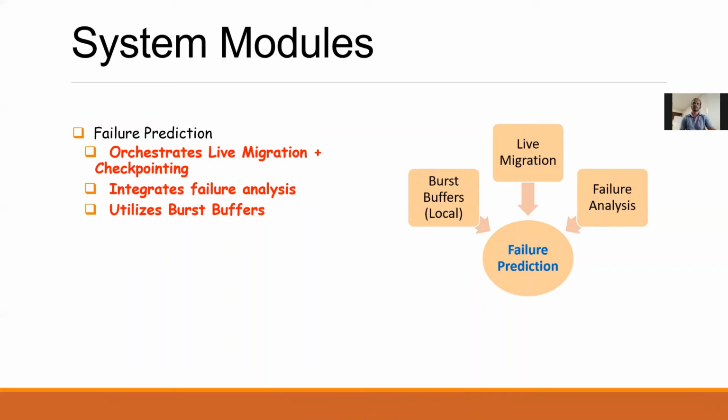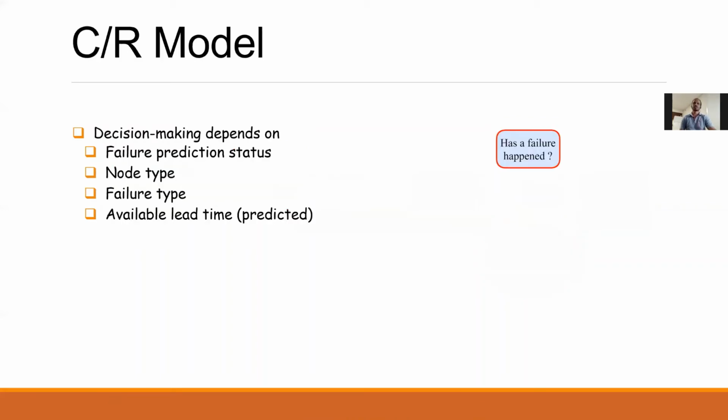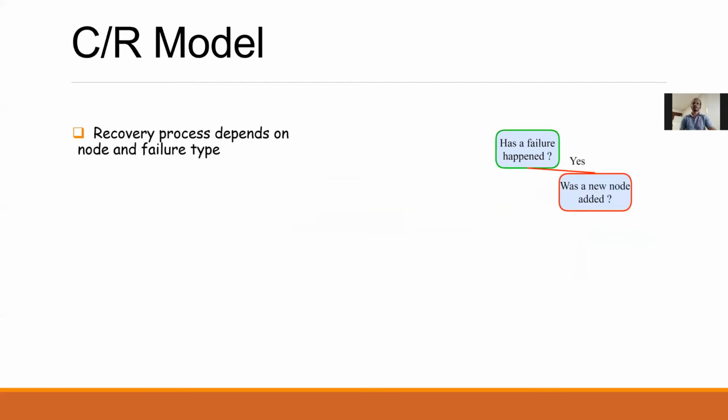Moving on to the checkpoint restart model, our decision making in the model depends on factors such as failure prediction status, which states whether a failure has happened or not, node type, whether the node is a new node or one of the old nodes, failure type, whether the failure that happened was a soft failure or a node failure, and the available lead time. With these factors, we start with the question, has a failure happened? If it has, then the recovery process depends on whether a new node was added.